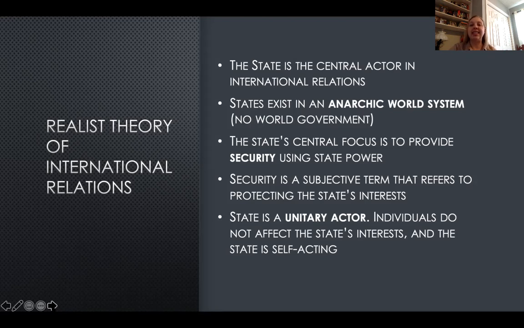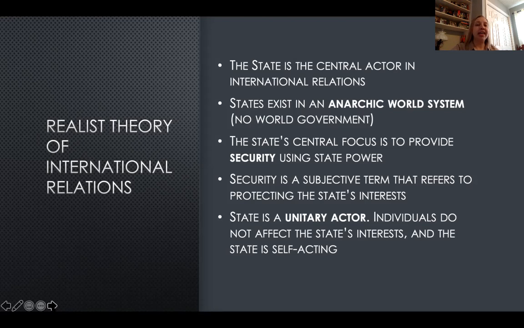The next tenet is that states operate in an anarchic world system, meaning that there's no world government to kind of referee relations between nations. Under realist theory, the state has one central focus, which is to provide security and to protect its own interests using state power. This can be military force, which tends to be the focus of realist theory, but it can also be things such as soft power, like diplomacy or economic diplomacy, economic ties, cultural diplomacy, things of that nature.